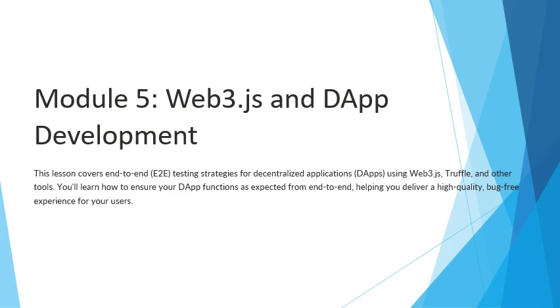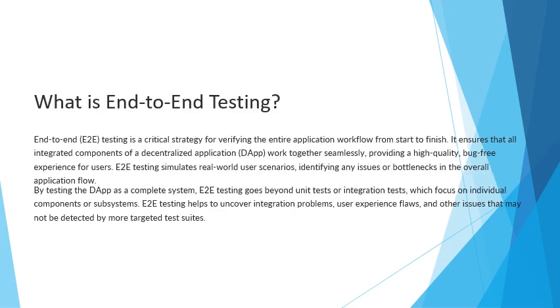Here we will learn end-to-end testing strategies for DApps using Web3.js, Truffle, and other tools. End-to-end testing is a critical strategy for verifying the entire application workflow from start to finish. It ensures that all integrated components of a decentralized application work together seamlessly, providing a high-quality, bug-free experience for users. E2E testing simulates real-world user scenarios and identifies any issues or bottlenecks in the overall application flow.